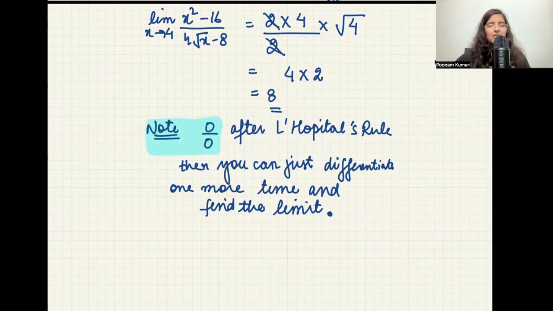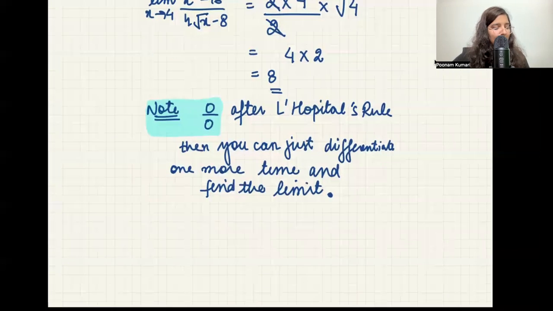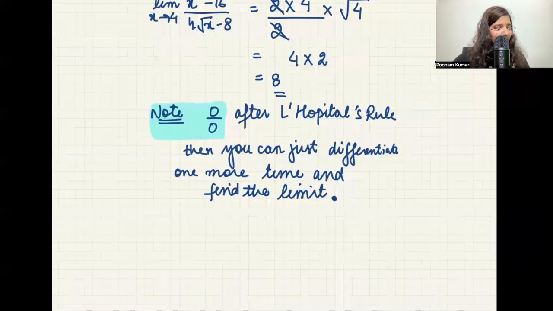Okay, there are two things that you have to note here. Sometimes students tend to make mistakes here, which is, first thing is, be very careful when you apply L'Hopital's rule.